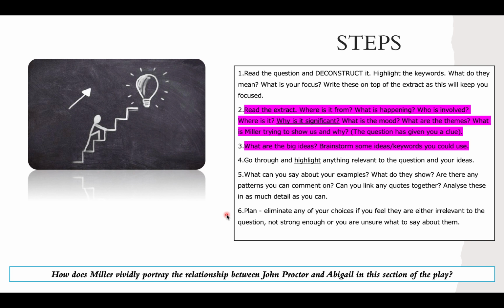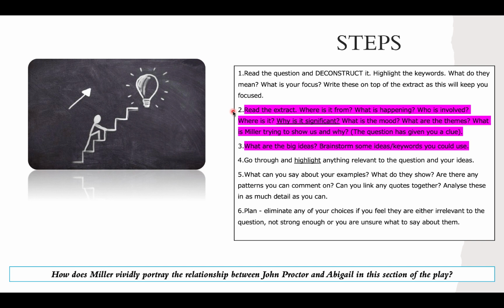So we now know that relationships is our focus. We want to know how their relationship is presented to us, what we learn about it. So then we read the extract. Now, as you're reading it, just be jotting down some notes, and these notes really will help you later on. So where is it from?